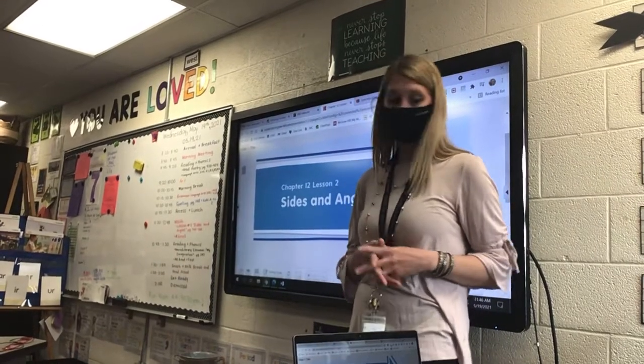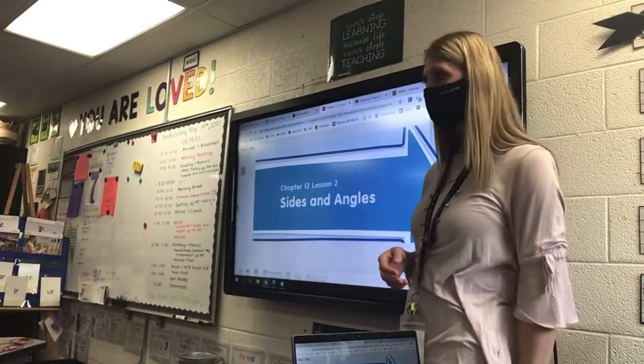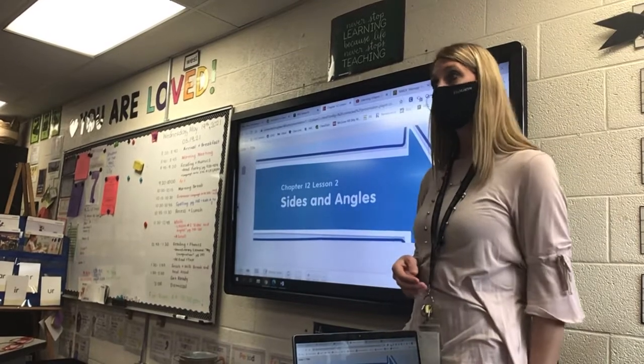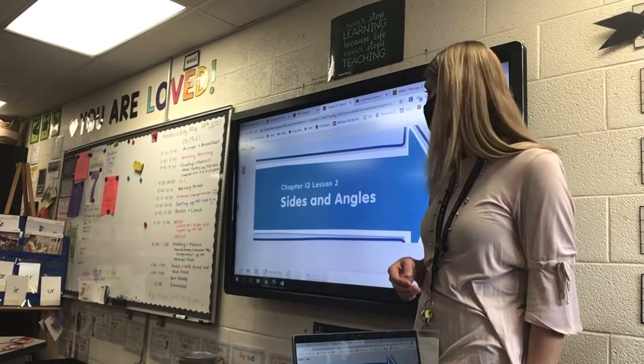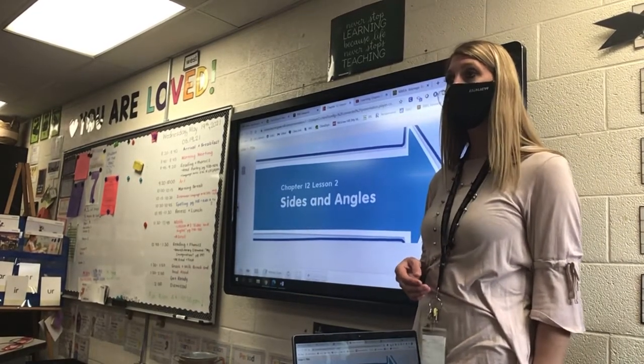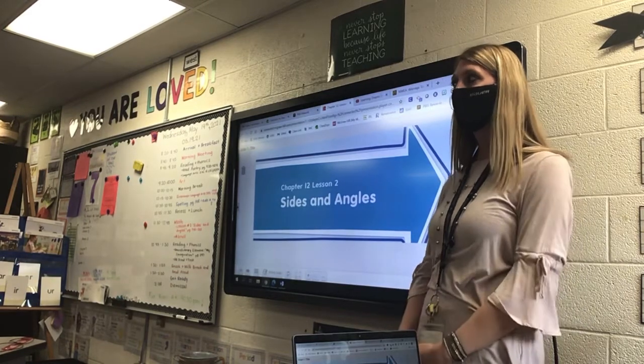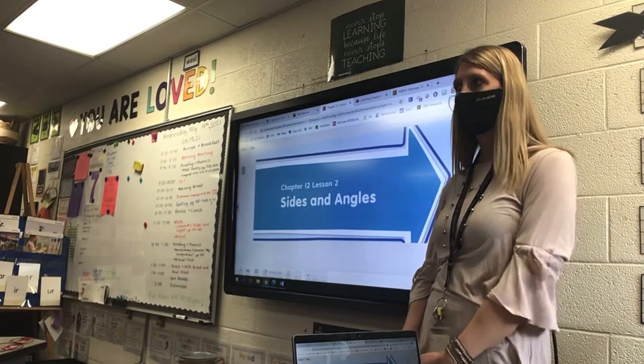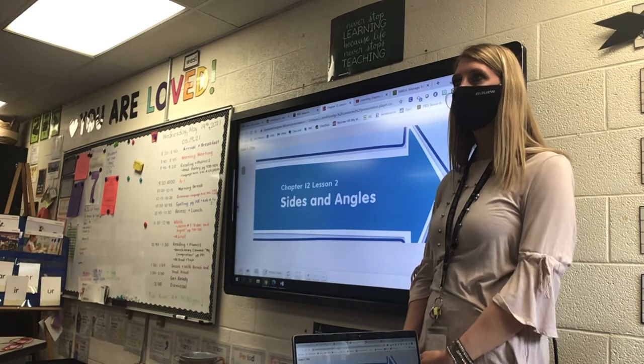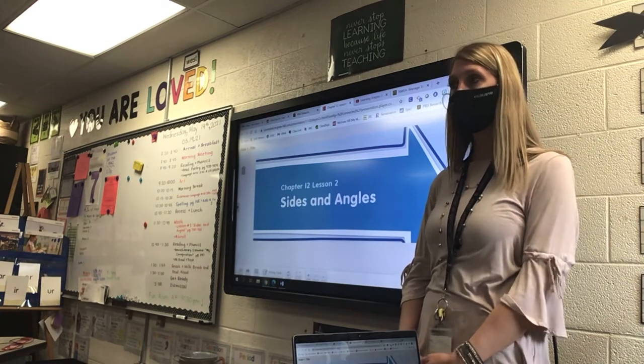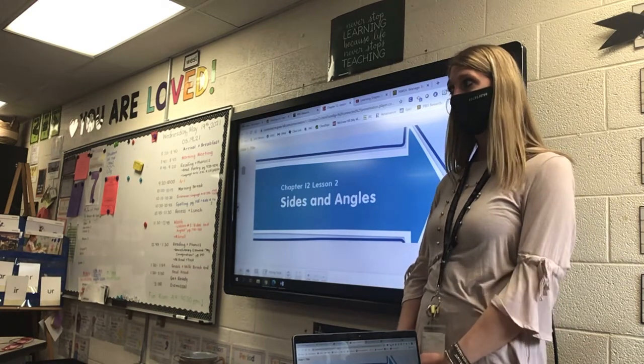So yesterday in math, we started chapter 12, which is on geometry and parts. And yesterday we learned about two-dimensional figures. Eyes up here, please. Who could tell me what a two-dimensional figure or shape is? Who can tell me what it is?